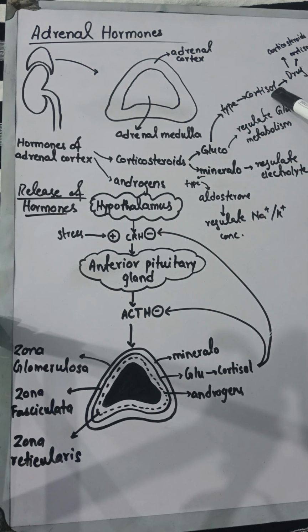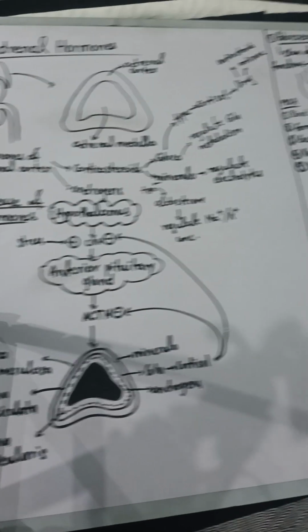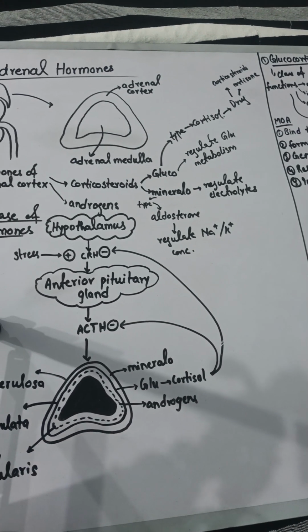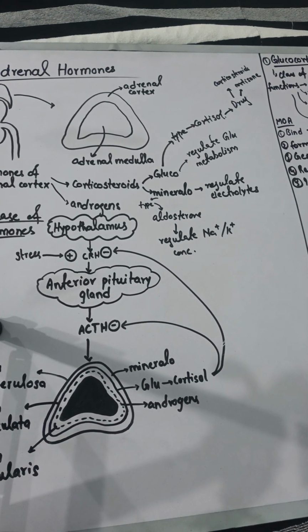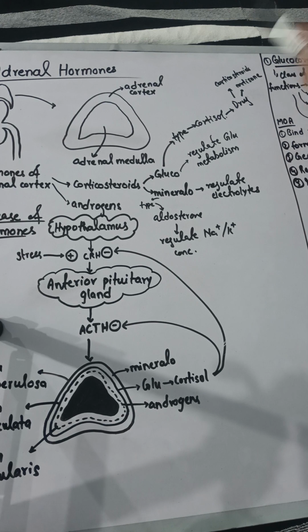As the mineralocorticoid has a type, the glucocorticoid also has a type. Its type is called cortisol. Cortisol is a type of glucocorticoid. Similarly, the glucocorticoid is also a class of hormones in which one type is cortisol. Now cortisol has some synthetic drugs. A lot of drugs are made by scientists which are similar and work similarly to cortisol. I have given two drugs here, cortisone and corticosteroids.